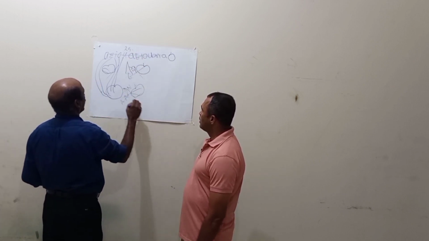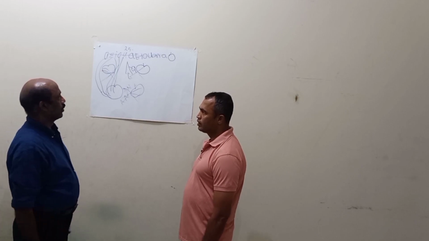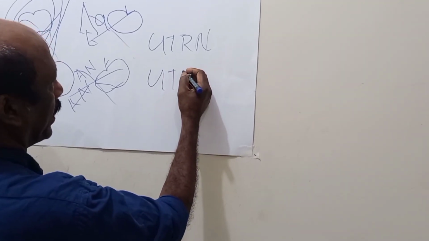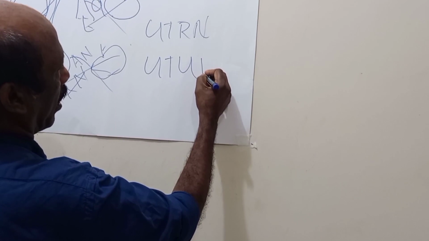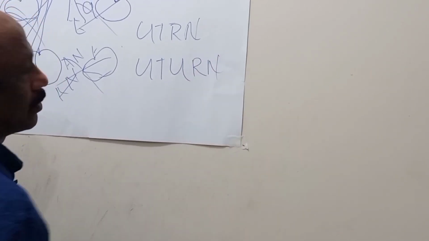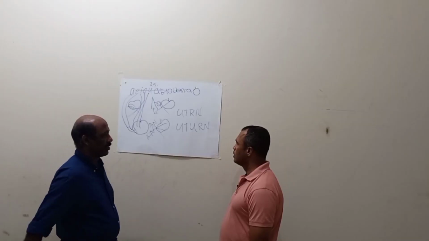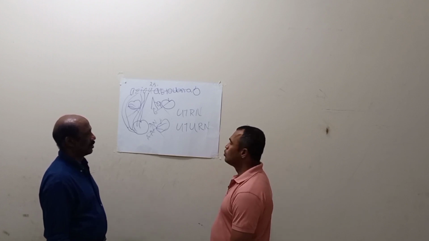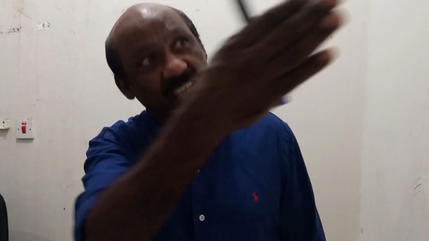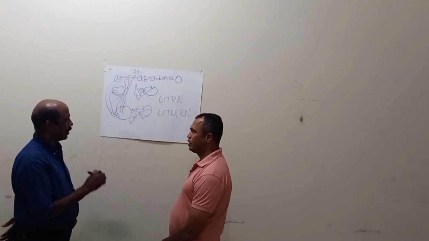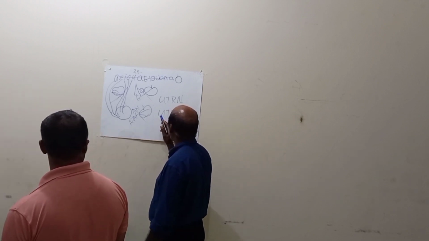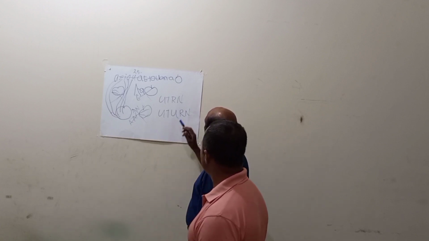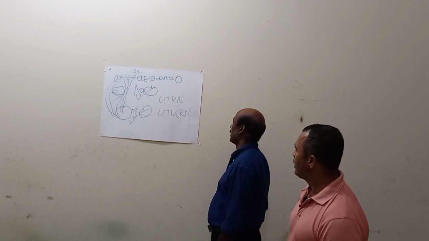Now I give one word. U T U R N. Can you pronounce this? Uten. Okay, follow me, step by step. U U T T U U R R N N. Uten.